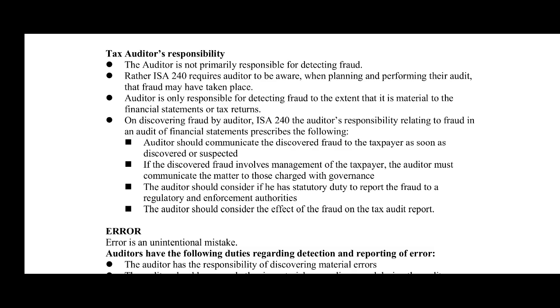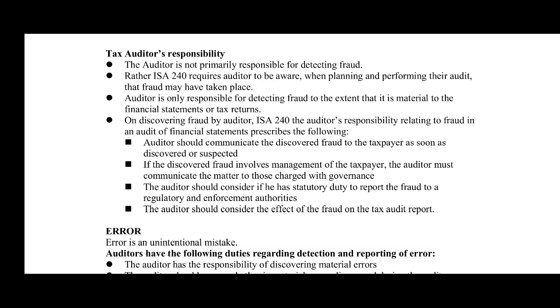You should know that the auditor is not responsible for detecting and preventing fraud. However, ISA 240, the International Standard on Auditing, requires the auditor to be aware when planning and performing their audits that fraud may have taken place. So the auditor is only responsible for detecting fraud to the extent that it is material to the financial statements or tax returns. So if that fraud can impact my audit of the returns, then we shall consider it.